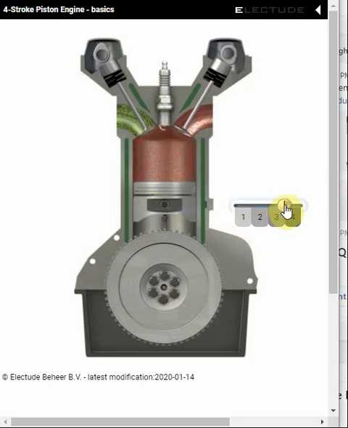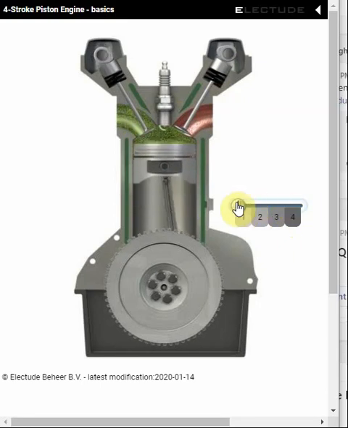The very last stroke, again, you notice that this valve's still closed, and so is this valve. Our last stroke, the fourth one, is our exhaust stroke. All the burnt up fuel and air is pushed out. The exhaust valve will open at this point, and we'll move up.